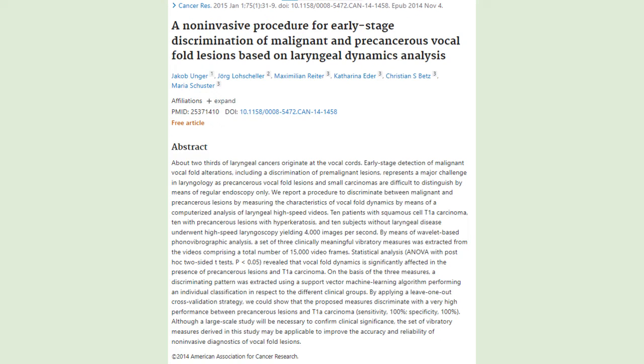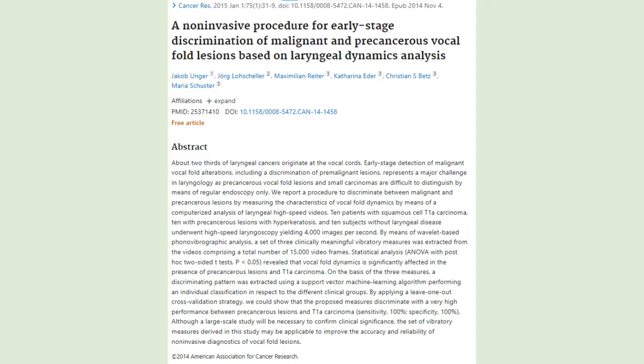This paper by Unger and co-authors from 2014 aims to discriminate between T1A carcinoma and hyperkeratosis using a support vector machine learning algorithm. It analyzes 15,000 frames of 30 subjects from phonovibrograms based on high-speed video. Phonovibrography is not a cross-section of the vocal folds as chromography, but it visualizes the opening and closing of the vocal folds in time in a similar fashion.